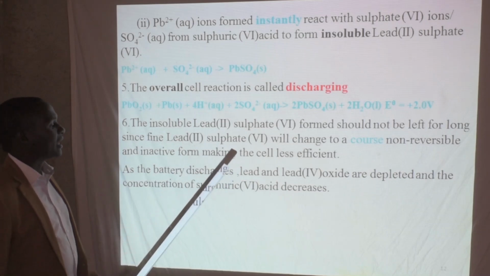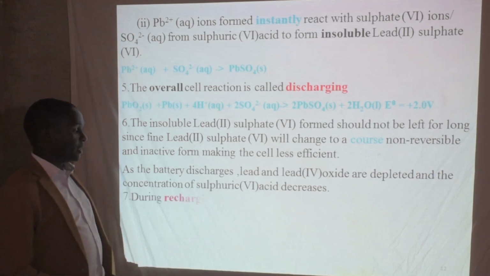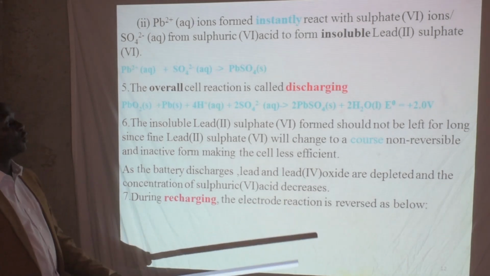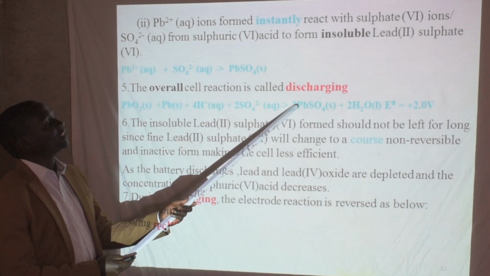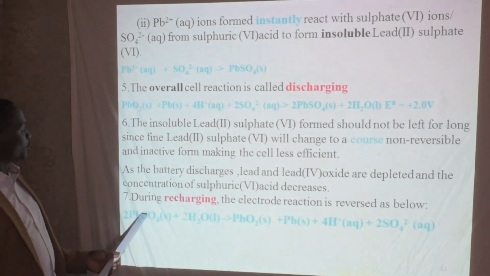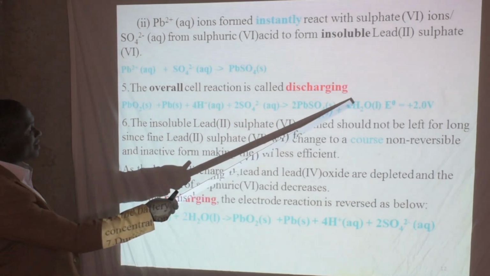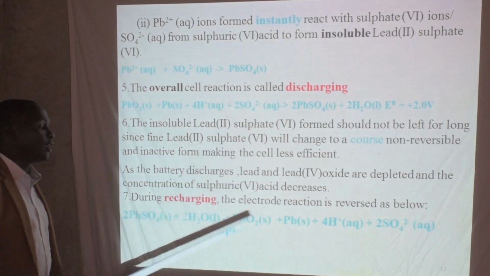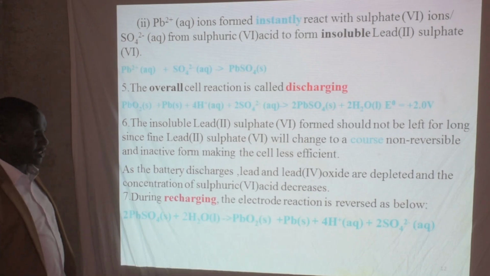As the battery discharges, lead and lead 4 ions are depleted, and the concentration of sulfuric acid decreases, as I have said. Now that's what we have. During recharging, the electrode reactions are reversed as below. So if this is discharging, and you want to recharge, you write from this other side. You see this recharging equation is just a reverse of this. You start from the right-hand side going to the left-hand side. This is what you call recharging. Now you are restoring the reactants, and therefore that is called the recharging process.